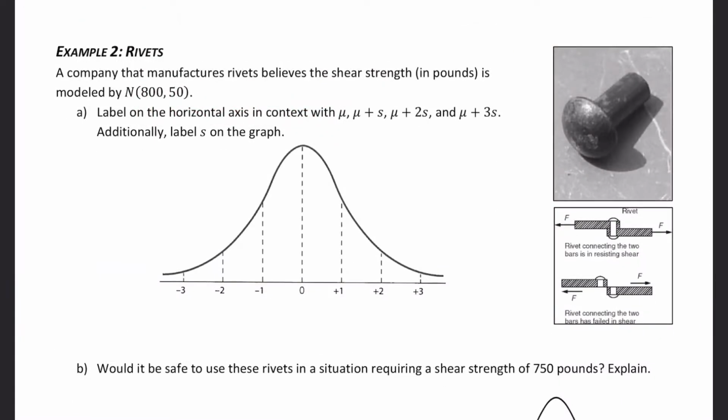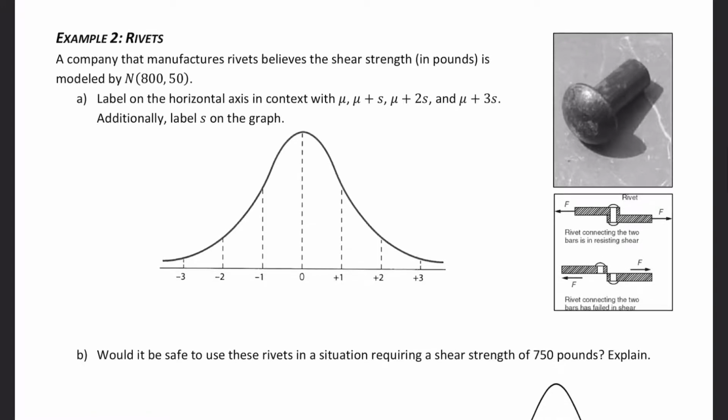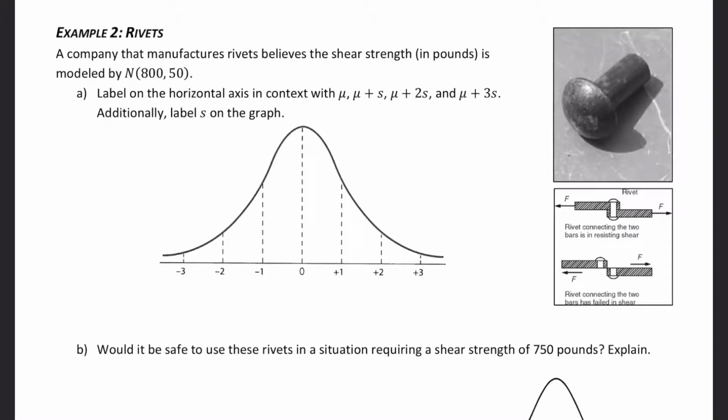All right. This particular one, I encourage you, after I read a question, to pause the video, try it on your own, and then see me answer the question, and hopefully you got it right. All right, example 2, rivets. A company that manufactures rivets believes that the shear strength in pounds is modeled by this normal model, 800, 50. So this means what? What's the mean? What's the standard deviation? So the mean is 800, and our standard deviation is 50, just to be clear.